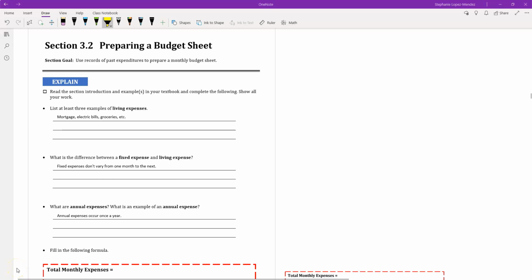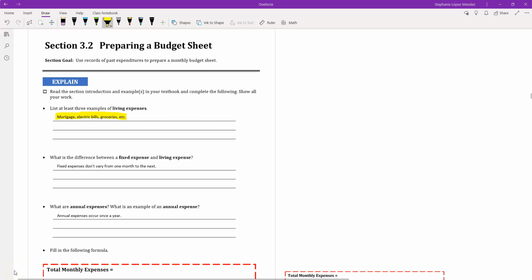Okay, so we are now on section 3.2, preparing a budget sheet. In our first indication here, it says list at least 3 examples of living expenses. So in this case, you can use different examples, but I'm going to mention the ones from our previous section, which can be the mortgage payment of the house, electric bills, and groceries.